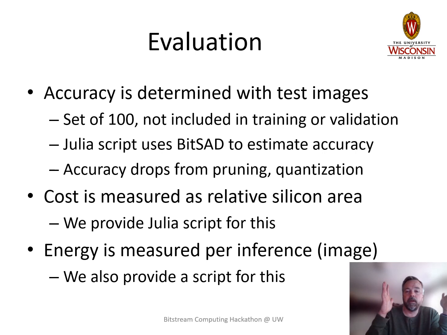And so if you choose a bitstream length of 100,000, your accuracy will probably be unchanged from the training accuracy. But if you choose a bitstream length of 1,000, you'll definitely get much lower accuracy.